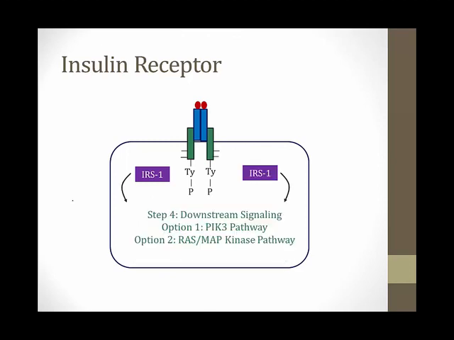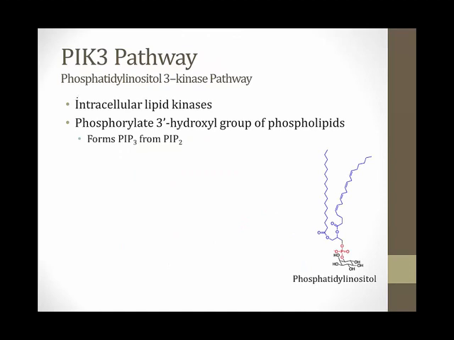There are many elements of the way that the insulin hormone exerts its effects that are not well understood, but there are 2 biochemical pathways that have been fairly well characterized by which insulin exerts its effects. One of those is the PI3K pathway. The other one is the RAS-MAP kinase pathway, and we'll talk about both of these now. These are pathways by which the activated insulin receptor can exert its effects on cells. The PI3K pathway is the phosphatidylinositol 3 kinase pathway. This is a pathway that involves intracellular lipid kinases.